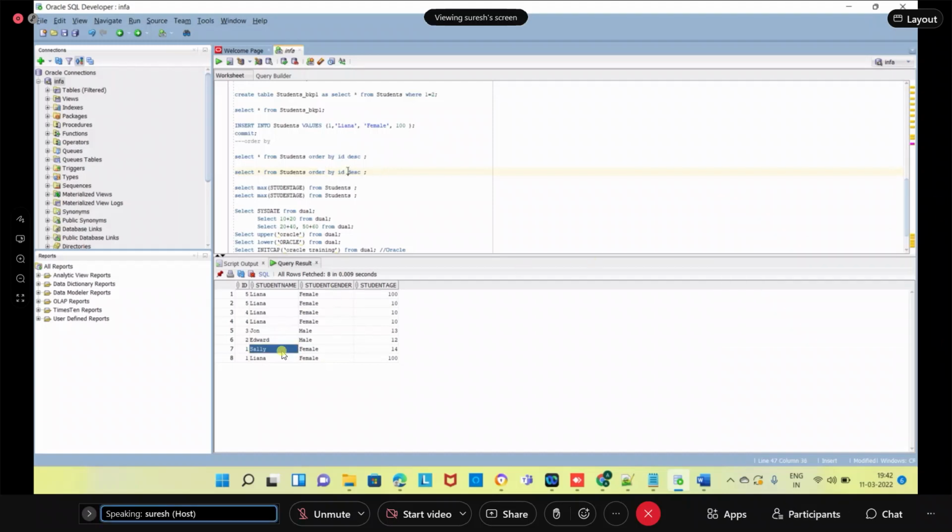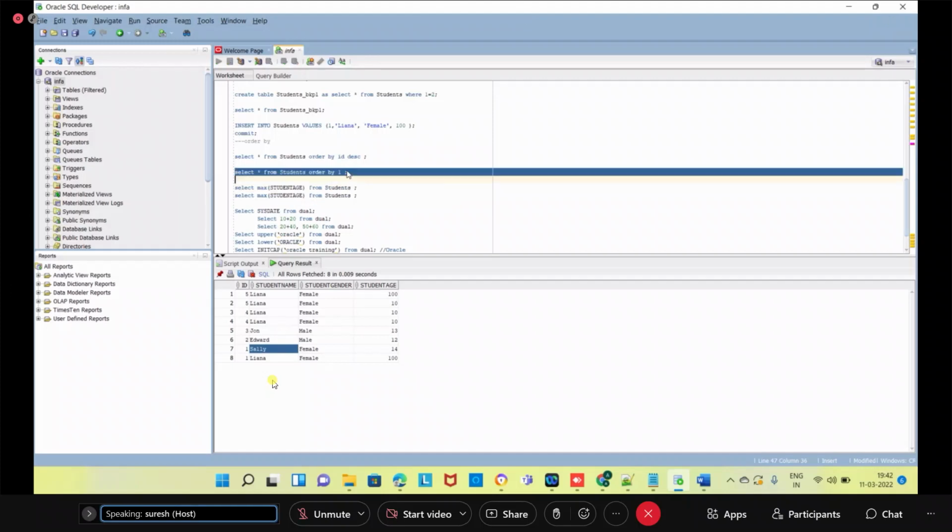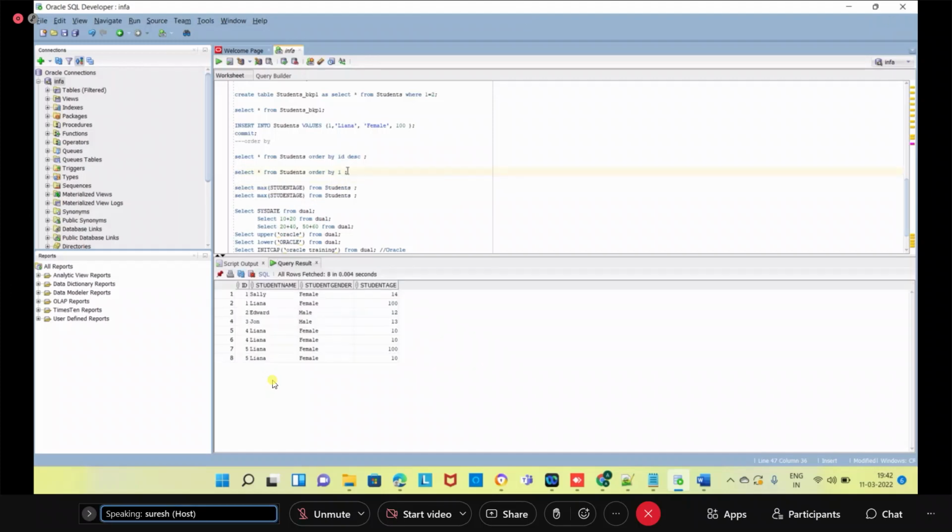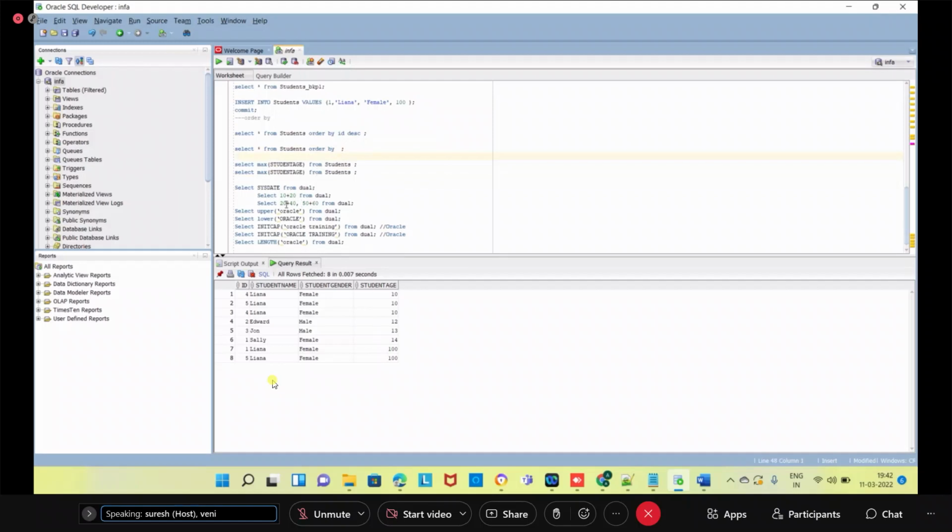Okay, and some shortcut here. By default, if you give 1 in the order by clause, it treats the first column to be ordered. Okay, if you give 4, then it will order on the basis of the fourth column. Okay, I think this is clear.